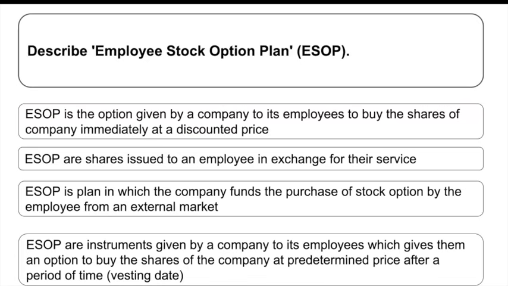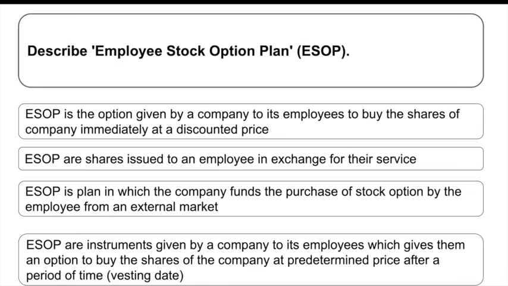Next question. Describe employee stock option plan. What is employee stock option plan? Options are A, ESOP is an option given by the company to its employees to buy shares of the company immediately at a discounted price. B, ESOP is the shares issued to a company in exchange for their service. C, ESOP is a plan in which the company funds the purchase of the stock option by employees from an external market.